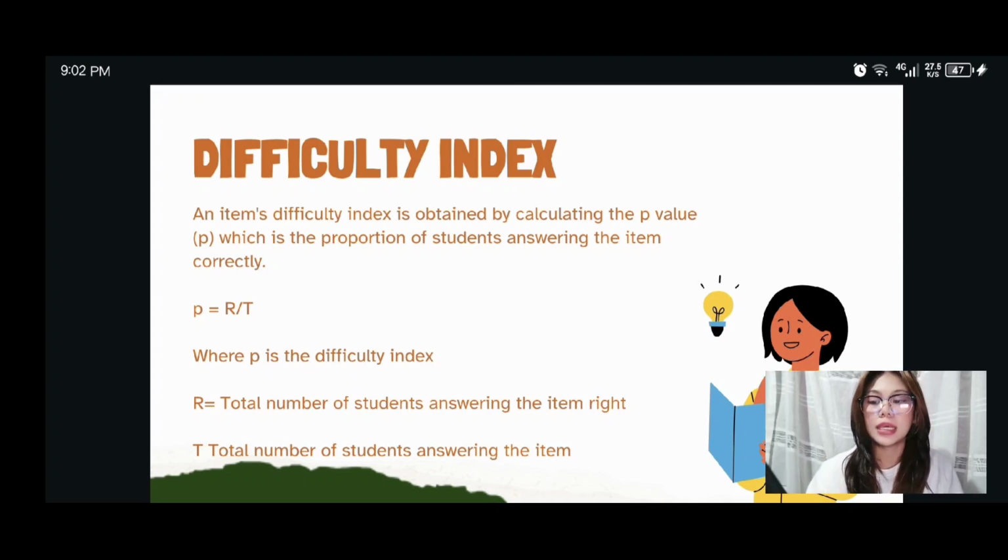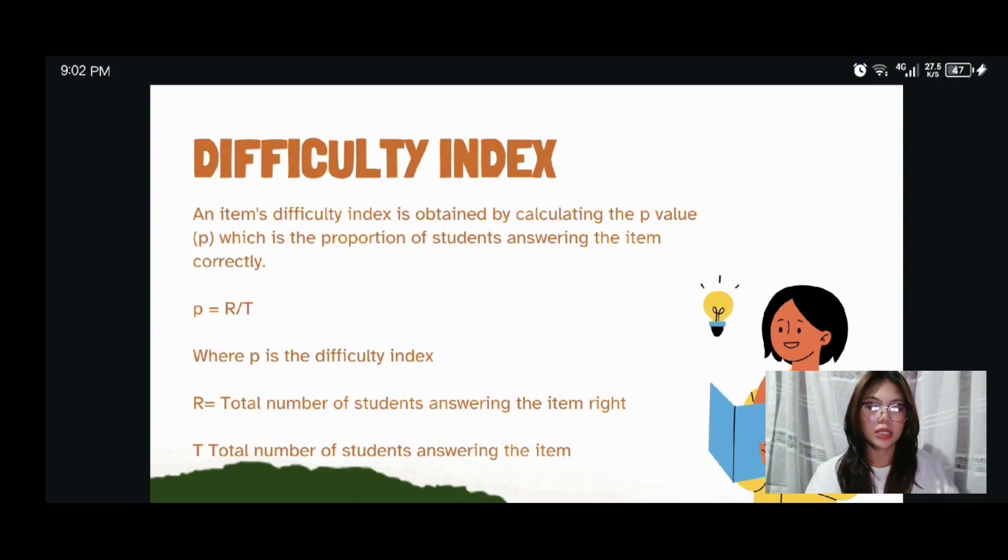So the P is the difficulty index. The R is the total number of students who answered the item correctly or right. Next, we have the T. T is the total number of students who answered the item. So, in simpler terms, if you want to find out how difficult a question is, you divide the number of students who got it right by the total number of students who attempted the question. The resulting value, which is the P, is the difficulty index. The higher the P, the easier the question was, as more students answered it correctly.